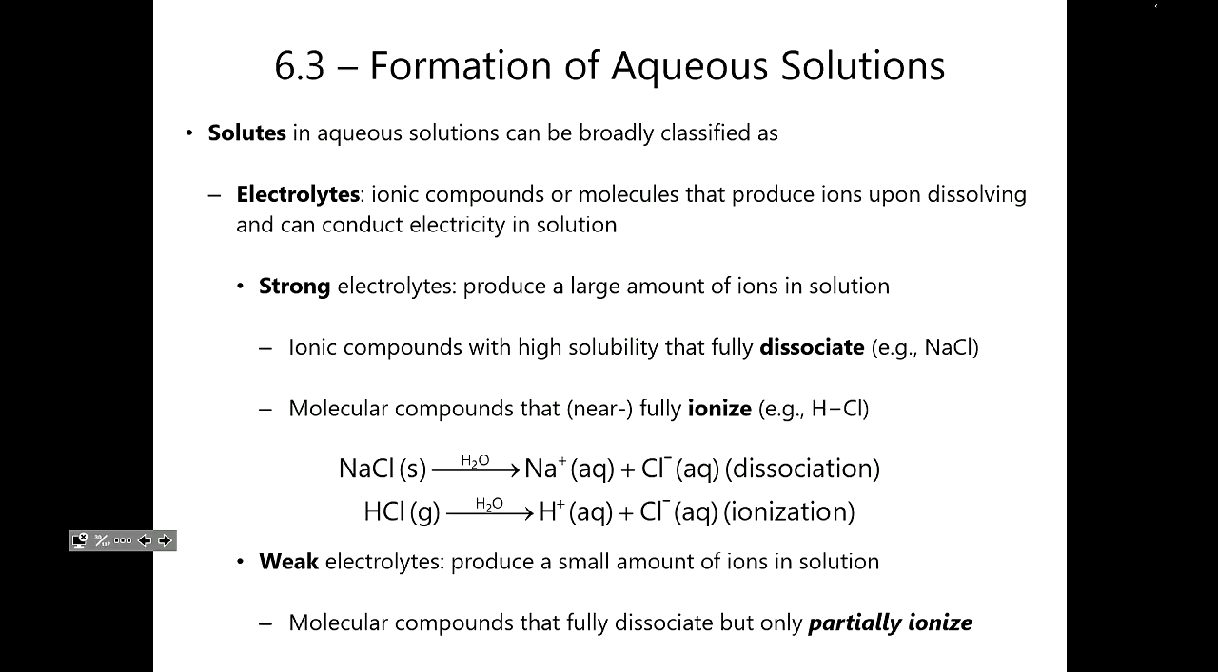In the case of molecular compounds, we're speaking of substances that will either fully or nearly fully ionize, meaning they pre-exist as molecular compounds, and upon dissolving, they ultimately ionize. They produce ions from where there were none before. That process is called ionization.